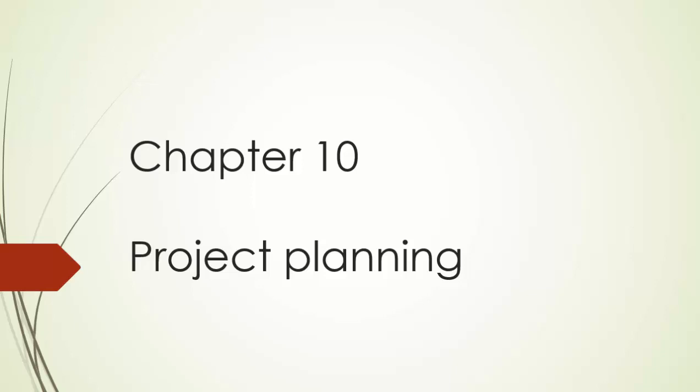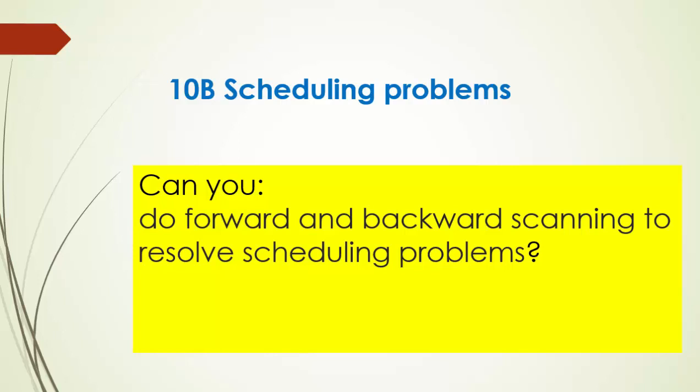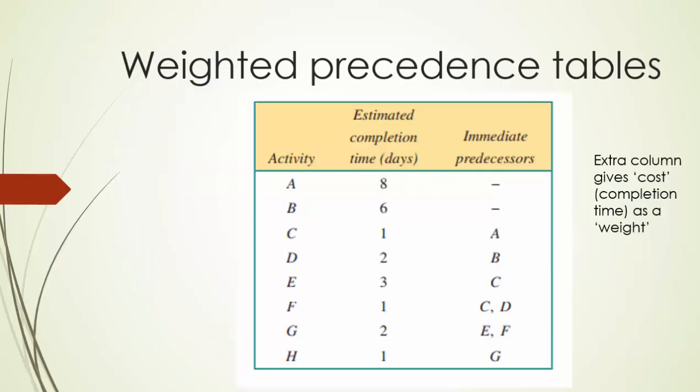Continuing project planning with 10B, we're now going to address what are called scheduling problems. Your learning intention is to be able to do forward and backward scanning, which I'll tell you about, to resolve scheduling problems. Now you know we're dealing with project planning, so the problem will be scheduling tasks and finding out when they have to start and when they need to finish.